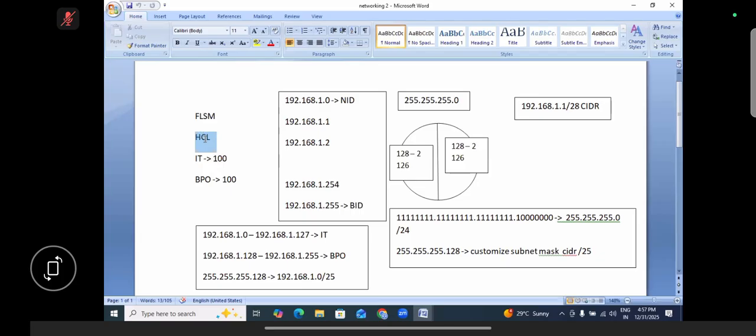Assume that we have an organization called HCL. This is one organizational unit, OU. Got it, guys? This is one branch, right? So assume this HCL people try to start one new branch in Madhapur.